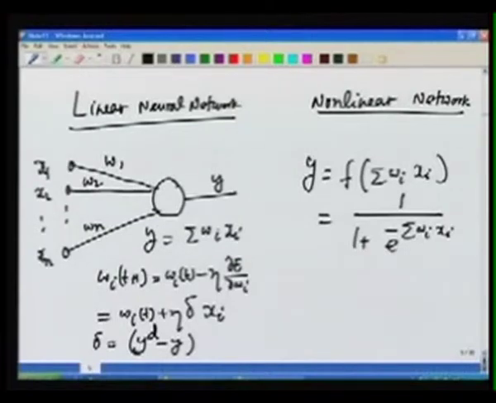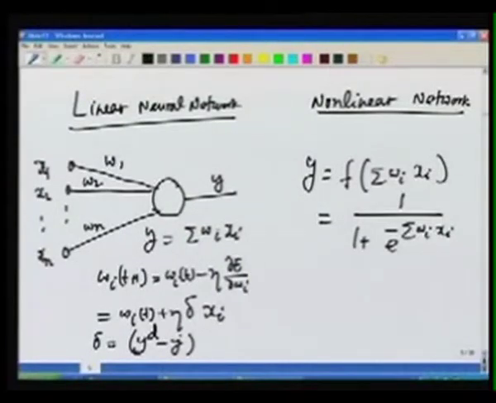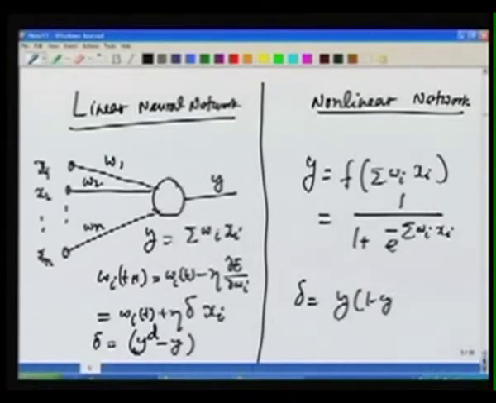We are only considering the instantaneous update, because mostly in control systems we will deal with real time implementation, and real time implementation means instantaneous update. We cannot do batch update. So, henceforward we will only consider the instantaneous update. For this, delta equals y d minus y when it is linear, and you can compute the same thing for the nonlinear network, and you get delta as y into 1 minus y into y d minus y.